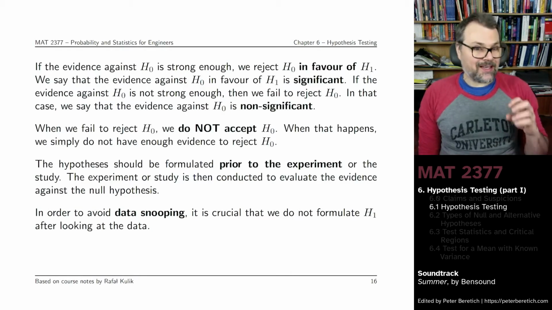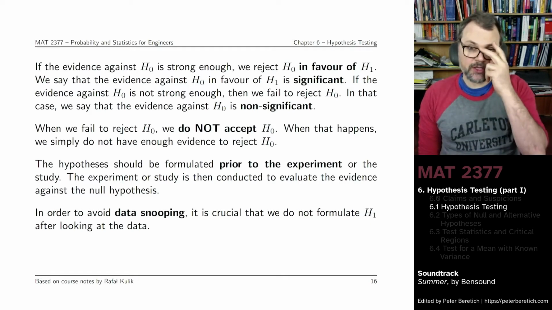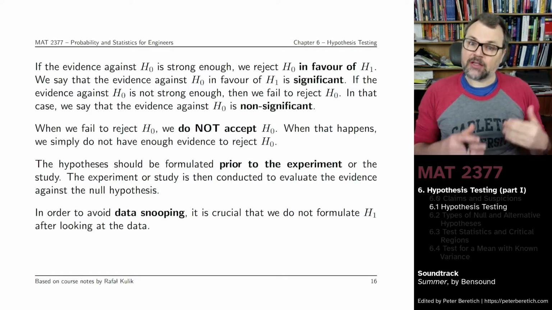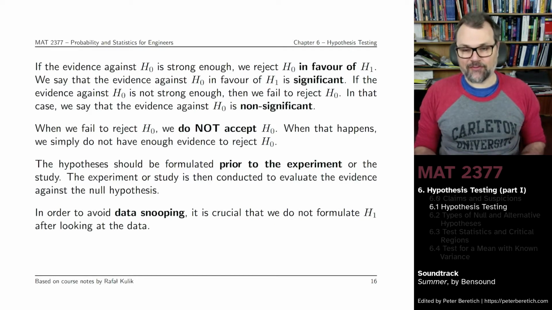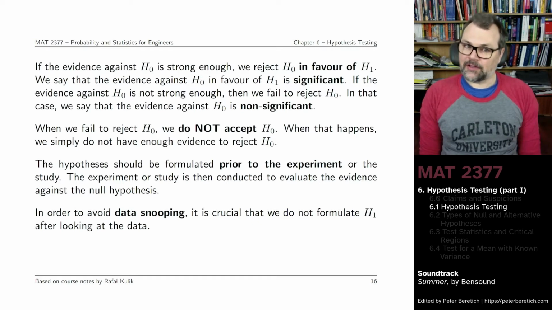When the evidence against the null hypothesis is strong enough, and we'll talk about what that means shortly, then we say that we reject the null hypothesis in favor of the alternative. In that case, the evidence against the null hypothesis in favor of the alternative is significant. If the evidence against the null hypothesis is not strong enough, then we fail to reject the null hypothesis, and we'd say then that the evidence against H0 was non-significant.